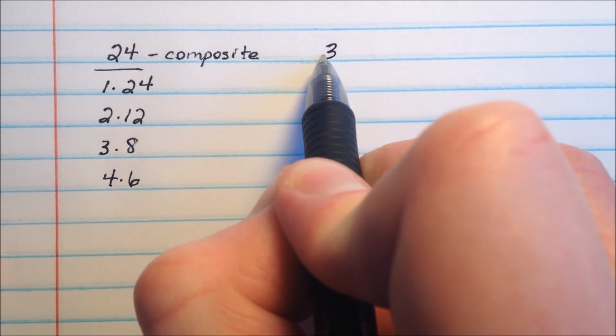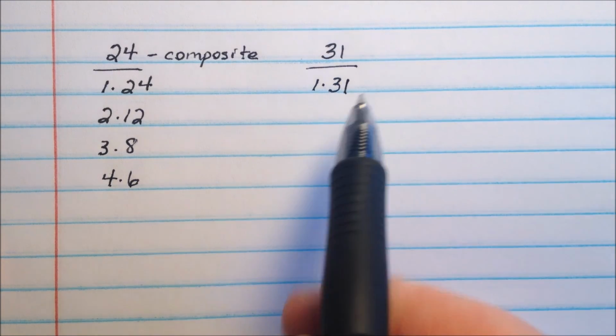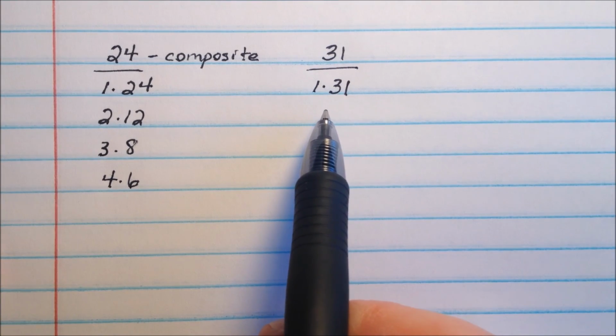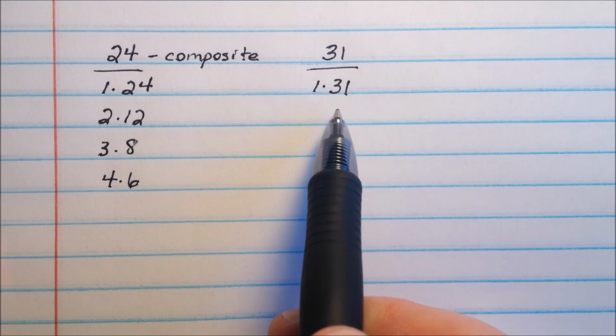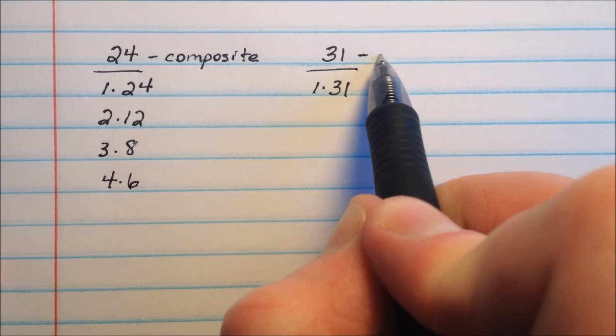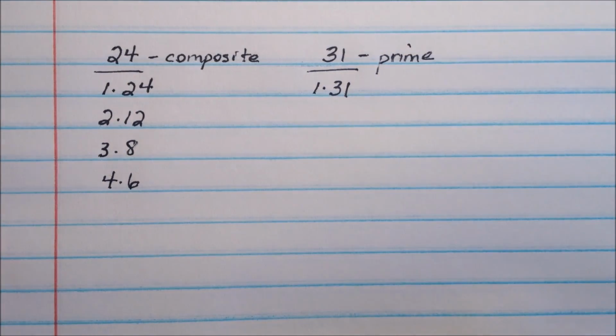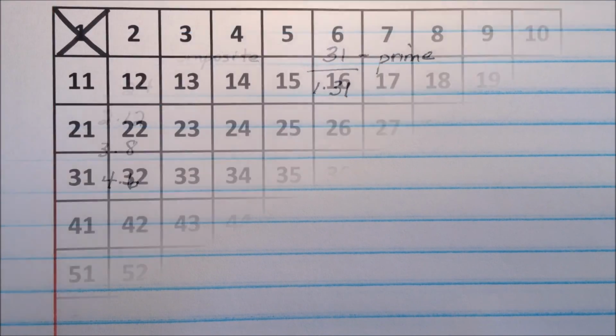Okay, let's look at a number like 31. So, 1 times 31. And what else divides 31? What are other factors of 31? Well, we don't have any more, so 1 and 31 are the only factors of 31, so we can say 1 and itself. So we say that's prime. So that's the idea of running through numbers to see if the number is prime or composite. And again, any prime number is a whole number greater than 1 whose only factors are 1 and itself.